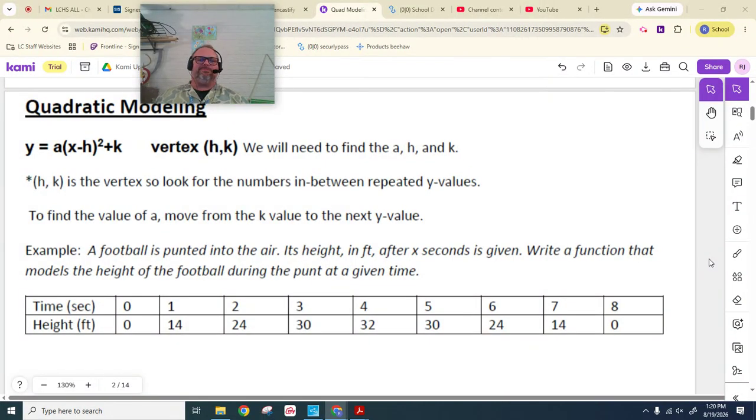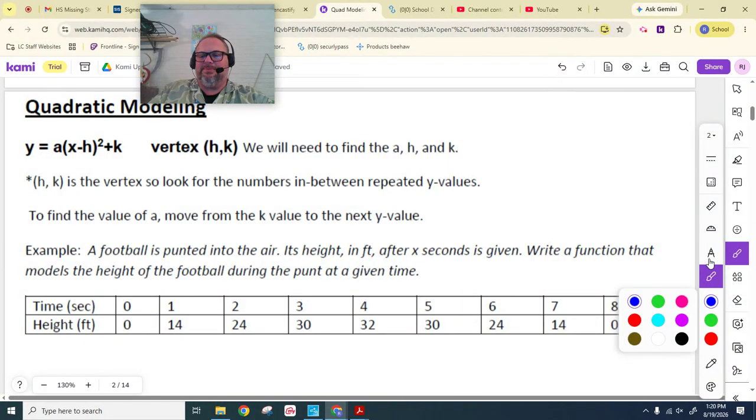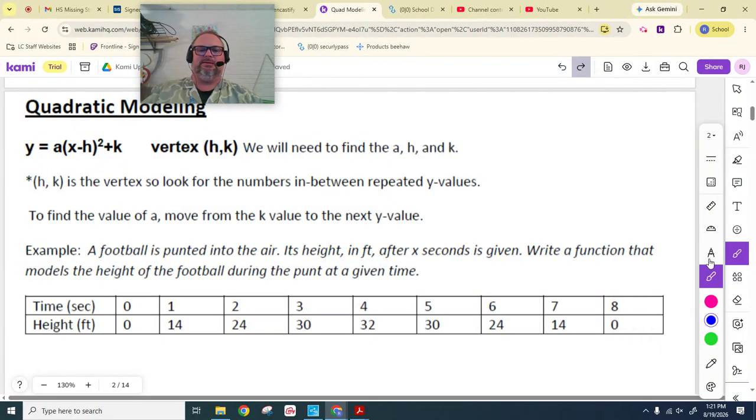Okay, so quadratic modeling. All right, we have our formula right here. Now, the vertex is (h, k), and we're going to find those. Those are going to be easy to find. Those are the easiest to find.